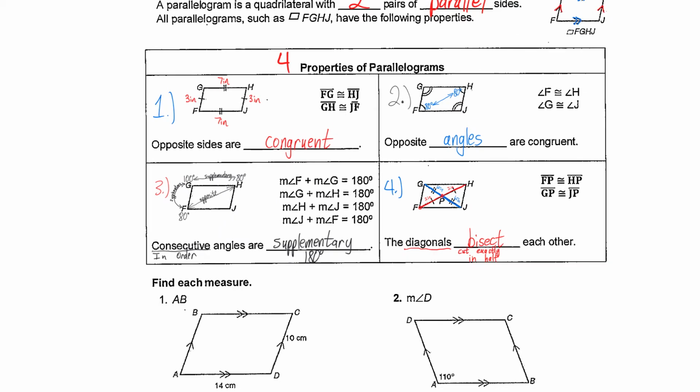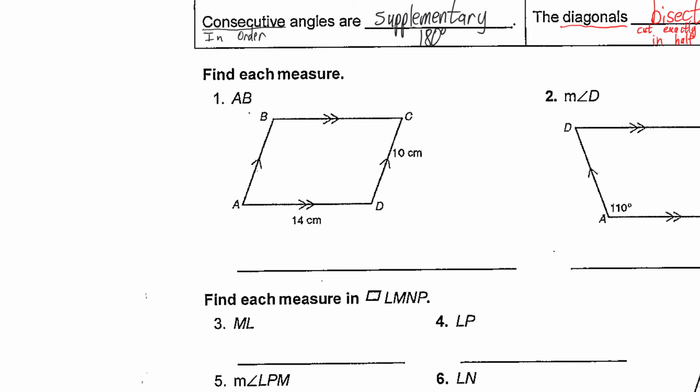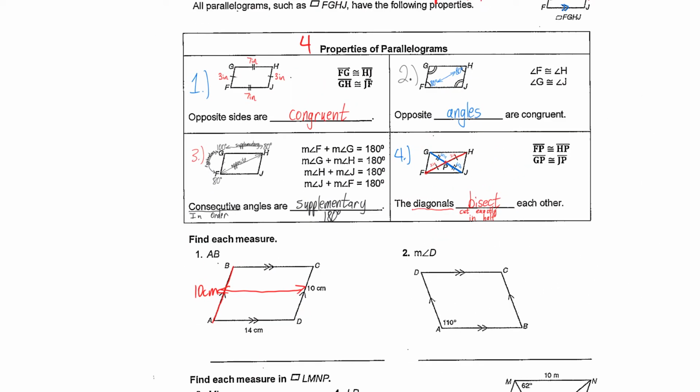Okay, so let's just look at applying these properties right here, which is pretty simple. On number 1, we want to know the length of AB. How long is AB right here? 10. Which one of those properties lets you know that? This one right here, the first one. Opposite sides are congruent to each other.